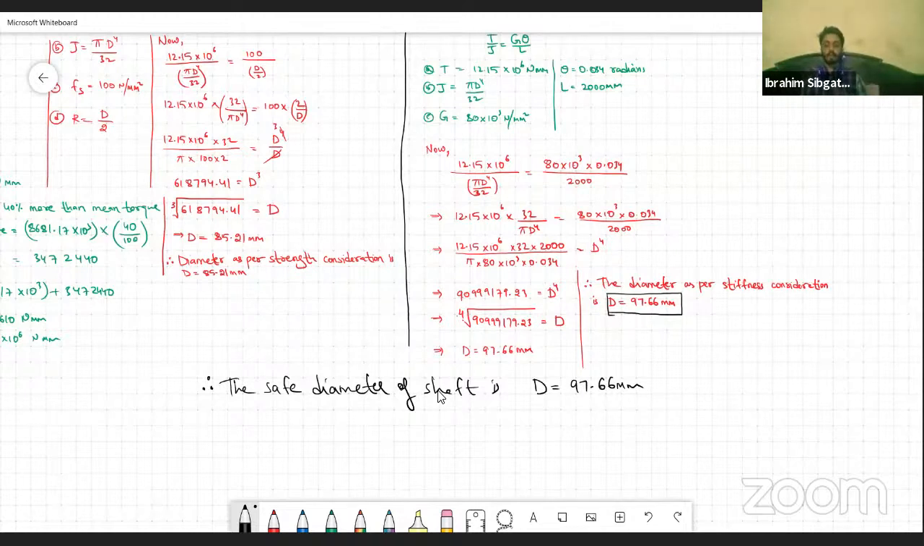Okay, so that's it. This ends this unit. You will be getting the problems in this particular way. So this is how the questions will be coming up. Regarding the derivation of this formula, T by J equals to G theta by L equals to Fs by R, that derivation is 90% theory. And then there are some small calculations here and there.